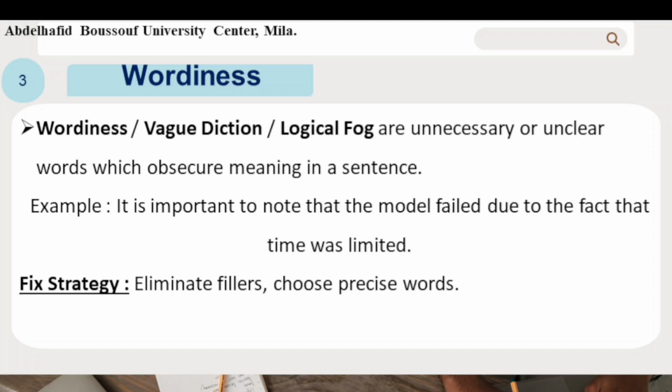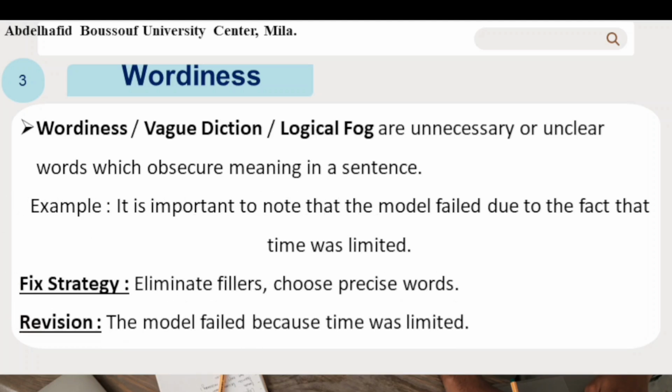Choose precise words. Why all these ornaments in the sentence? This is not poetry or some kind of decorated writing. This is straight to the point writing. The model failed because time was limited. End of story. Clear, simple, doesn't consume time, doesn't make you think, what does the writer mean here? I don't get the main idea.